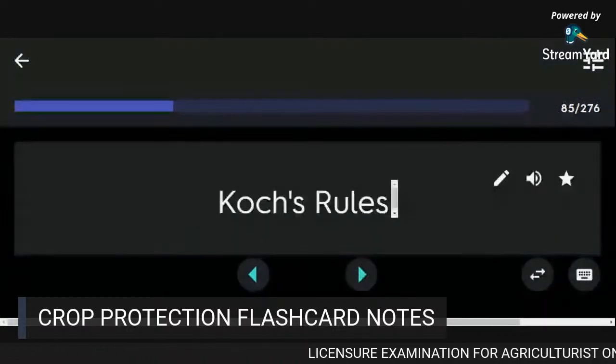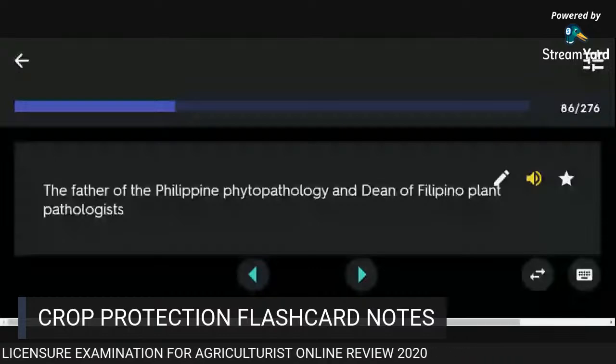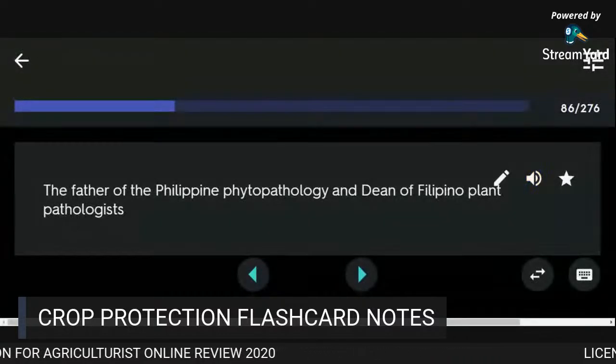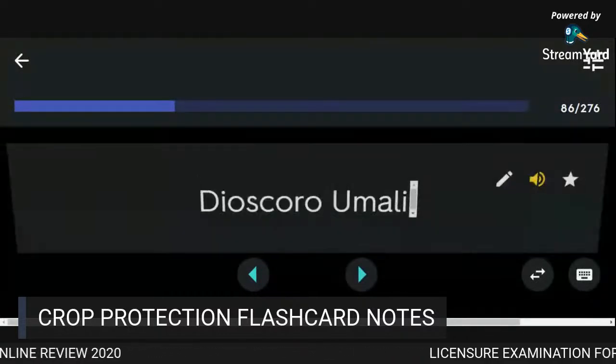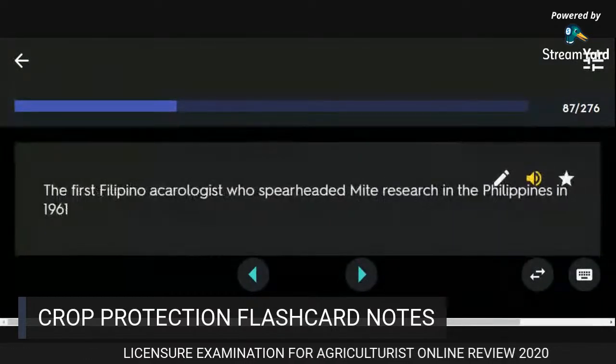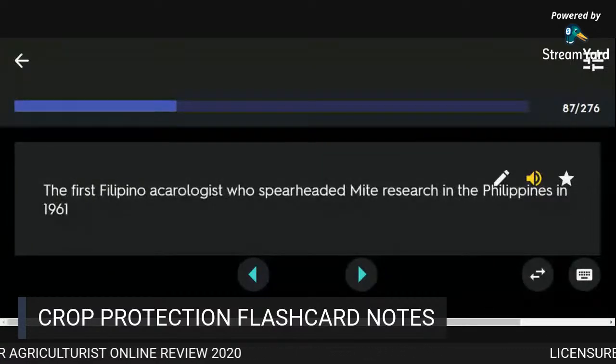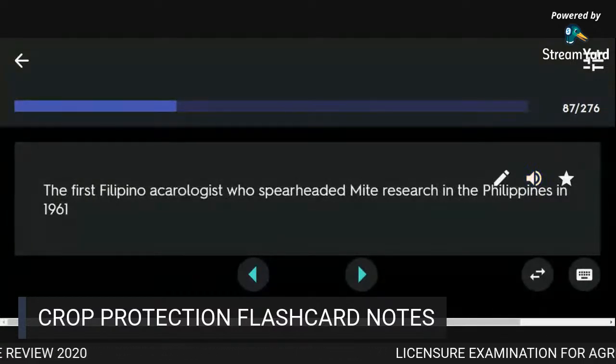The father of the Philippine phytopathology and dean of Filipino plant pathologists: Dioscoro Umali. The first Filipino acarologist who spearheaded mite research in the Philippines in 1961: L.C. Rimando.